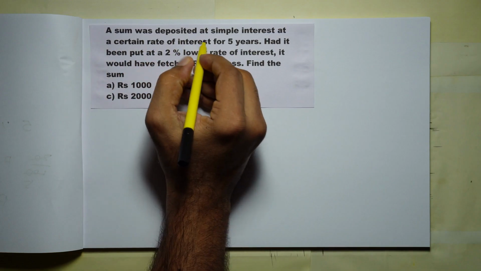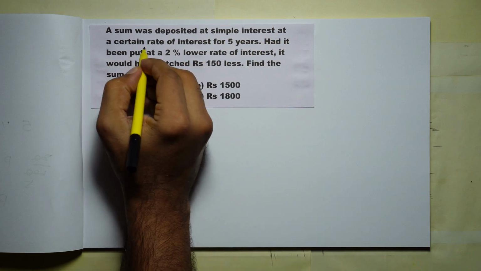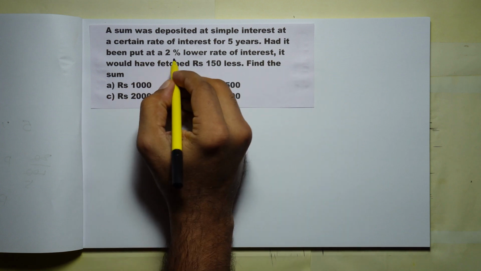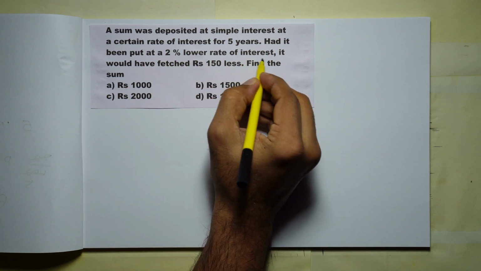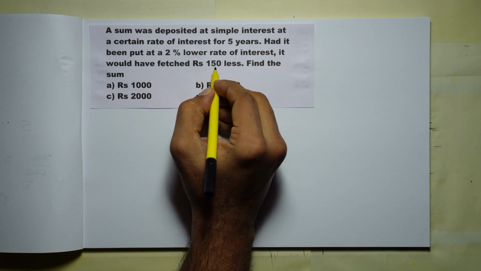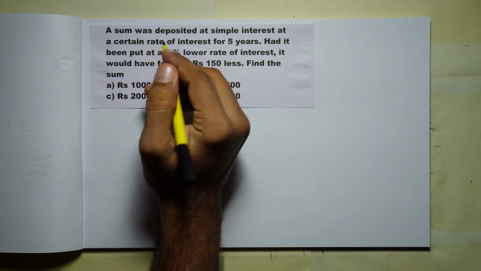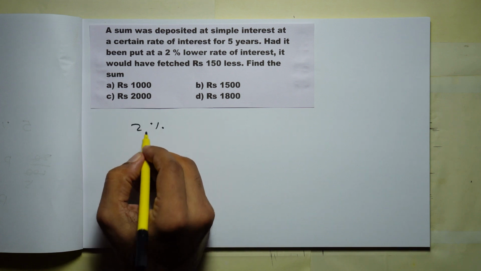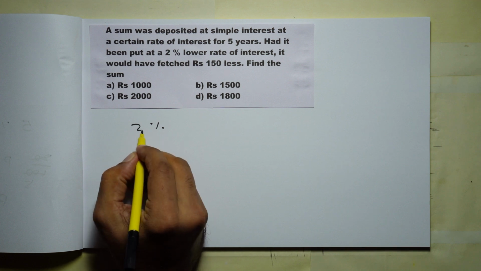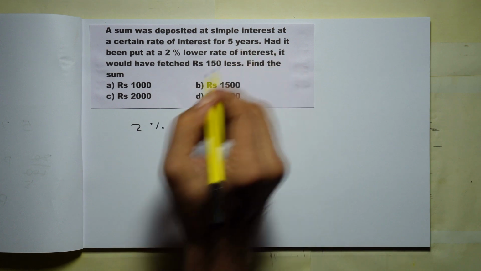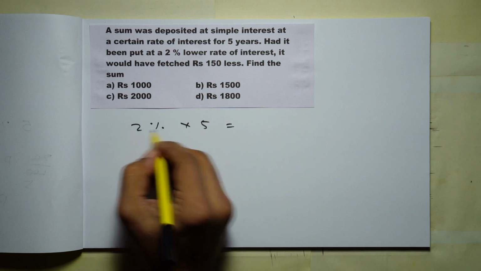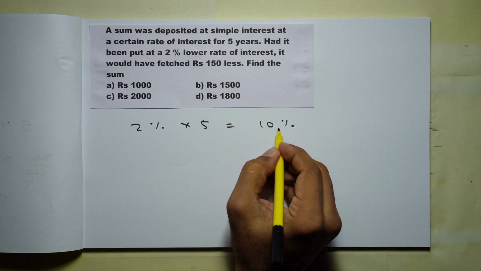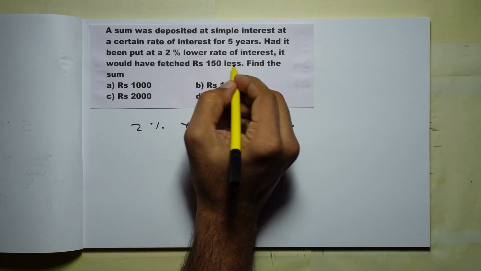A sum was deposited at simple interest at a certain rate of interest for 5 years. Had it been put at a 2% lower rate of interest, it would have fetched rupees 150 less. Now, if the rate of interest is 2% less, every year you will get 2% of the principal less. Like that for 5 years. So, 2 into 5, altogether 10% of the principal less. So, this is what you get less, and that is equal to rupees 150.